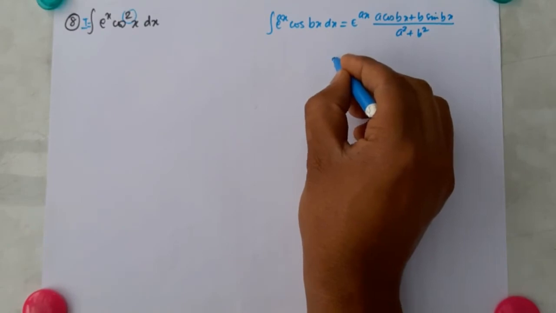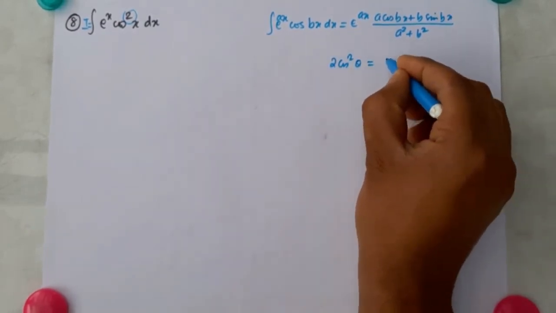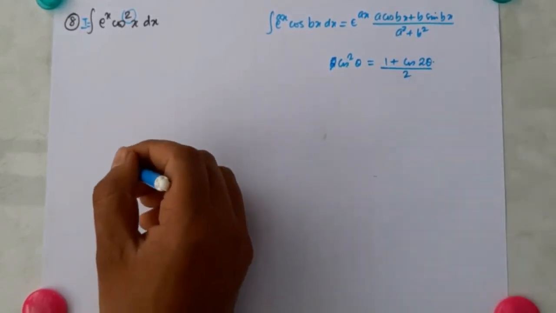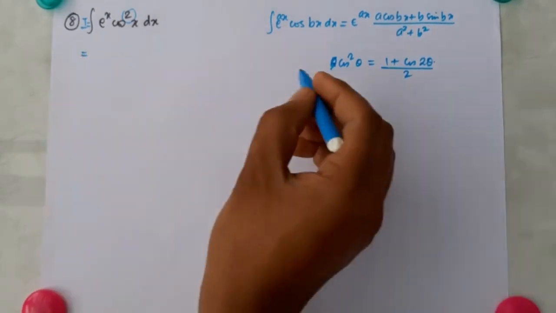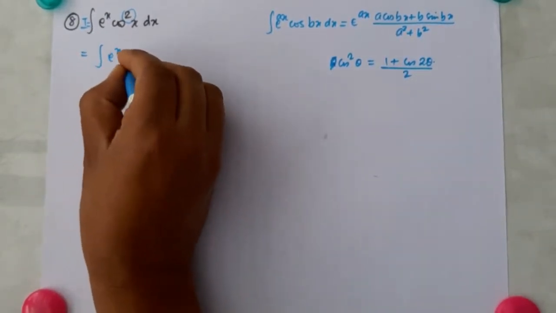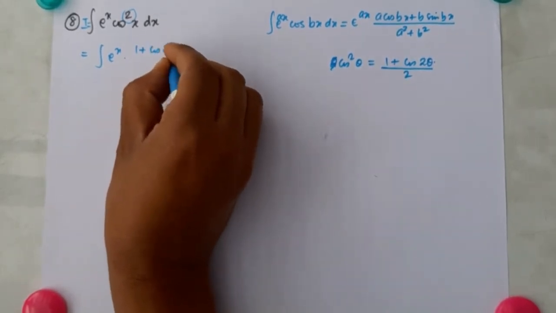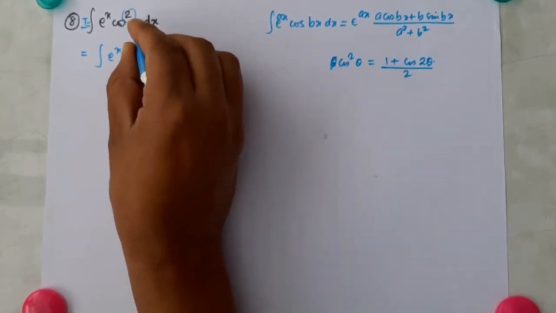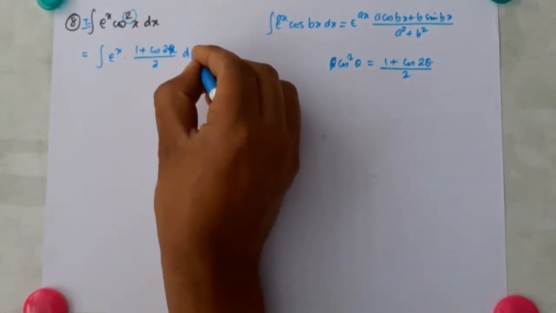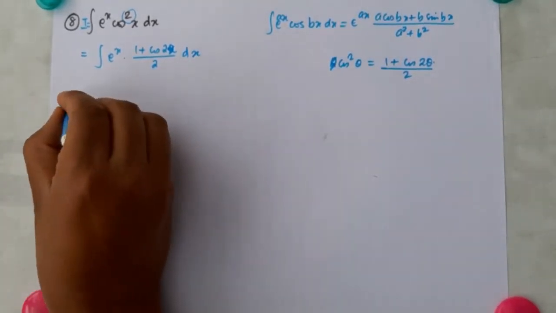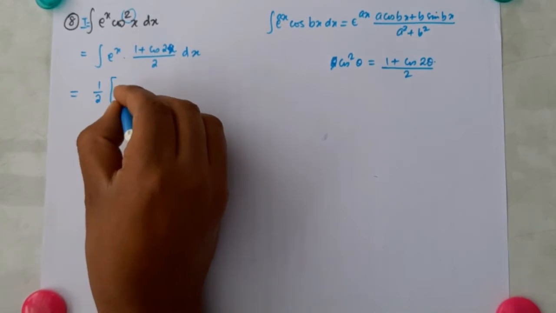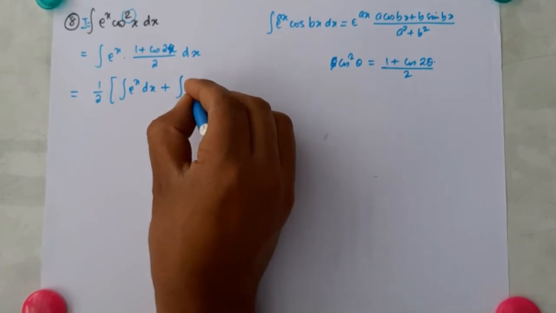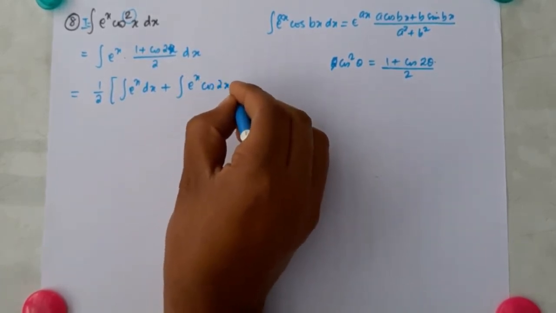That is 2 cos square theta is equal to 1 plus cos 2 theta. So basically this 2 goes over there and becomes this much. If I use this formula, then this becomes e to the power x into (1 plus cos 2x) by 2. I'm sorry, not theta, it is just x, so we have dx. This 1 by 2 can be kept outside. So we have integral e to the power x dx plus integral e to the power x cos 2x dx.